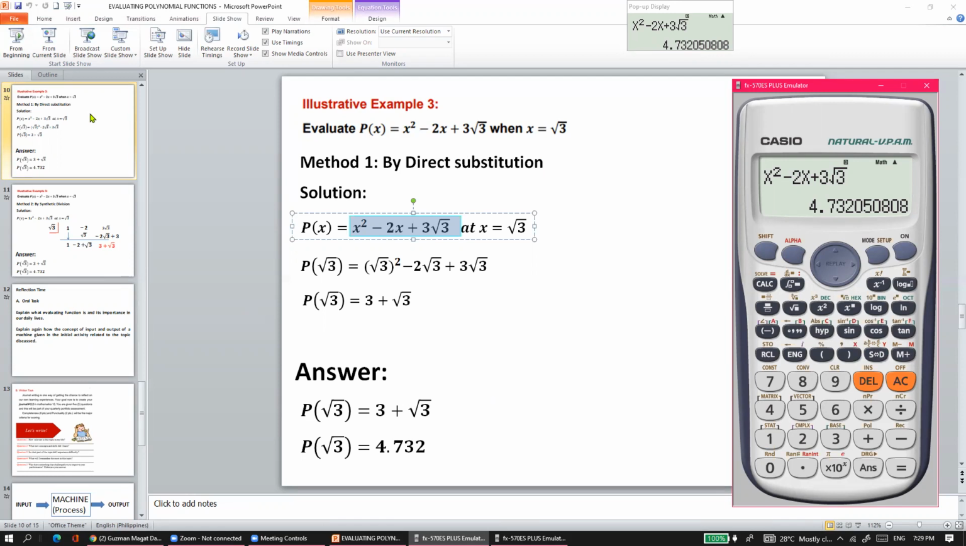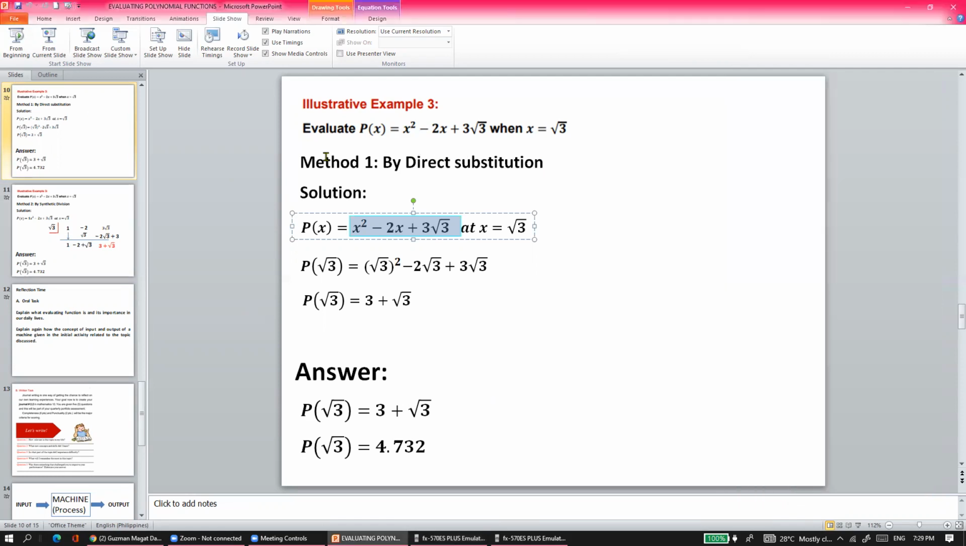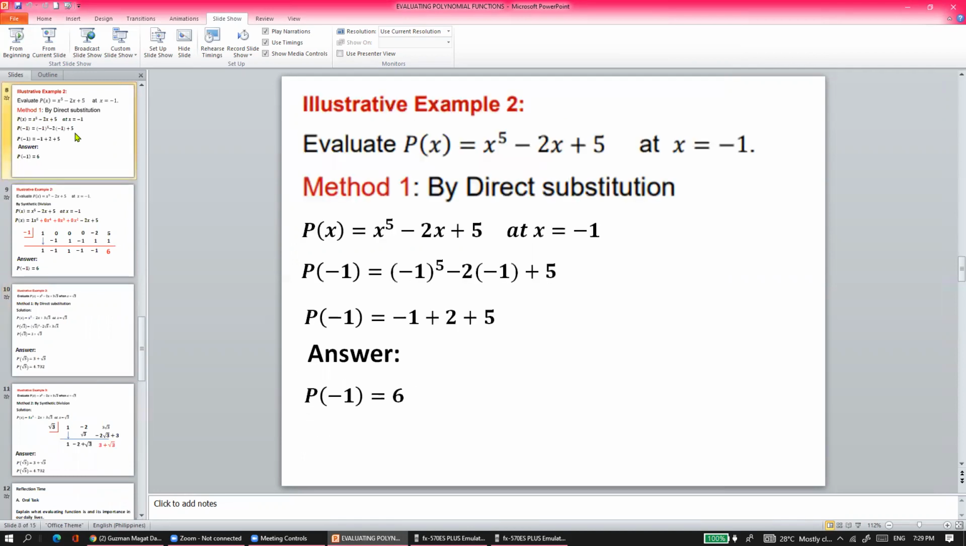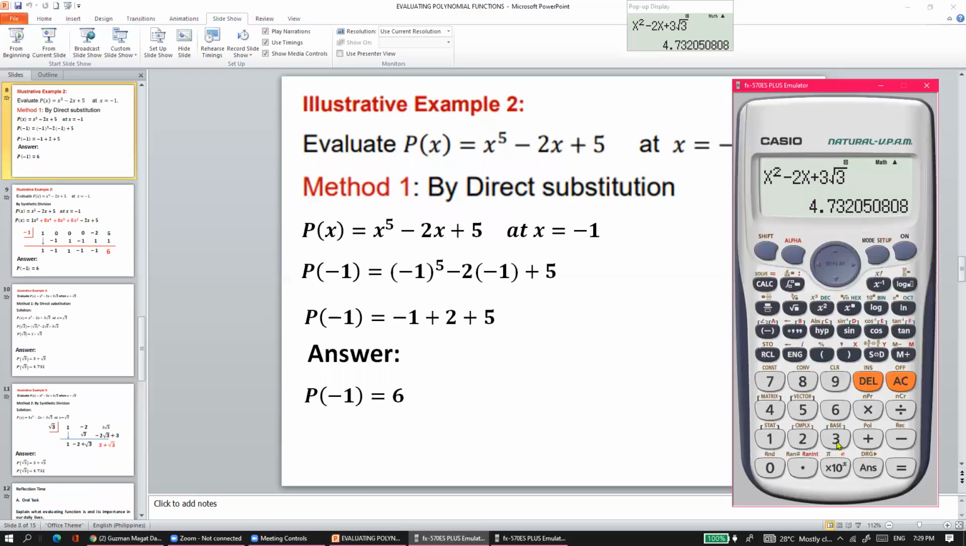And even in here, yung example natin kanina, di ba, ito yung naibigay kong example kanina. By direct substitution, x to the 5 minus 2x plus 5. Look at it. I'll do it with the calculator. Alpha x, exponent to the 5. Arrow. Minus 2. Then alpha x plus 5.